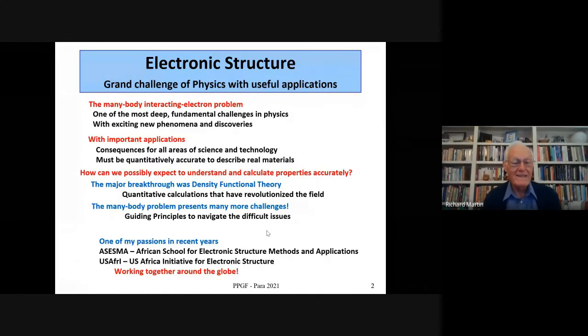I'm putting up something that I've really been involved in very much the last few years. And that was mentioned already in the introduction. But I want to emphasize that this is working together with people around the globe. And it's been a pleasure to work with some people from Brazil. For example, Renata Wentzcovitch, originally from Brazil, is one of the leaders of this US-Africa Initiative, and active in ASESMA.